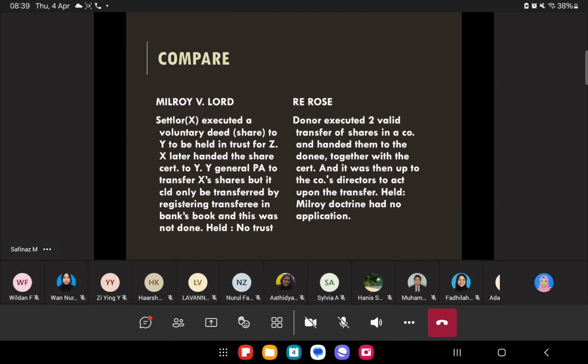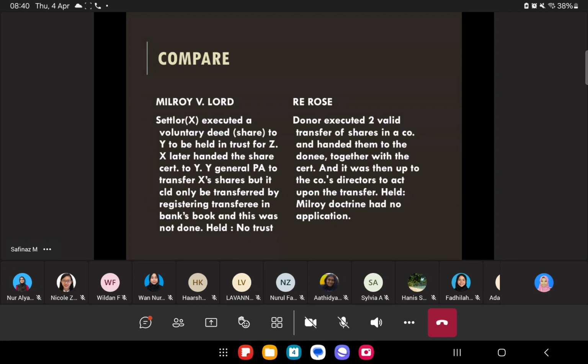Okay, dalam Milroy and Lott, settler tu X, dia nak transfer harta amanah tu adalah share. Jadi dia nak transfer share itu to Y to be held in trust for Z. So Z adalah beneficiary, Y adalah trustee. X later handed the share certificate to Y. Okay, sebab Y adalah pemegang amanah kan. Jadi dia serahkan certificate tu kepada Y.